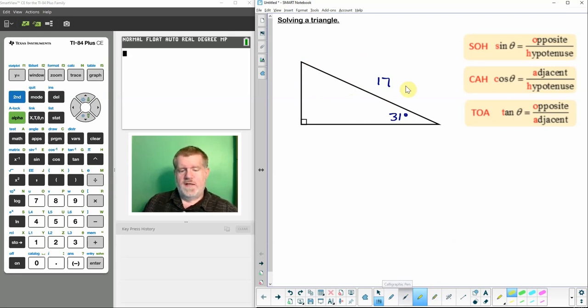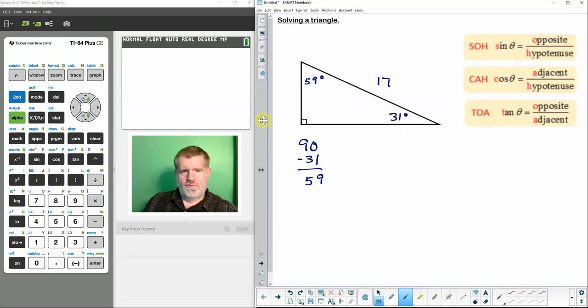As you can see, it's pretty easy to figure out this angle up here because all 3 of these angles have to add up to 180, because that's the triangle sum conjecture. So 180 minus 90 is 90, and 90 minus 31 would give you 59. So this is 59 degrees.